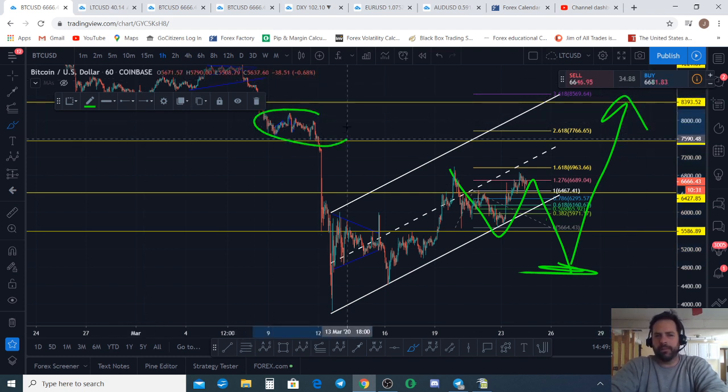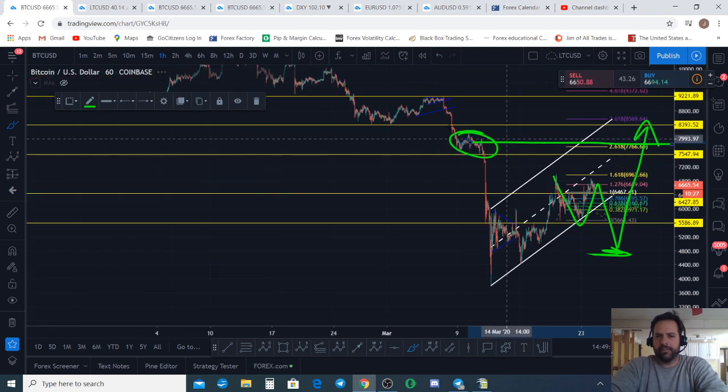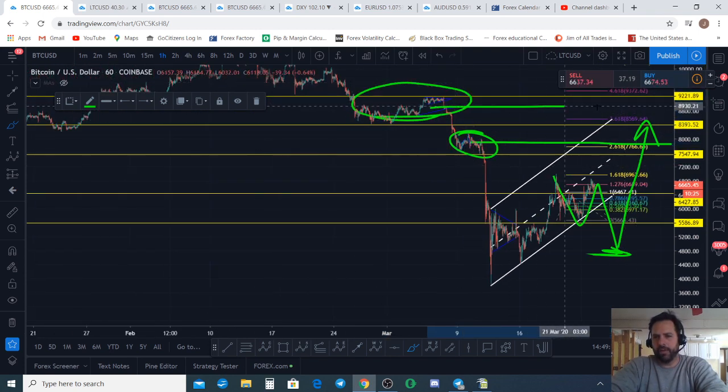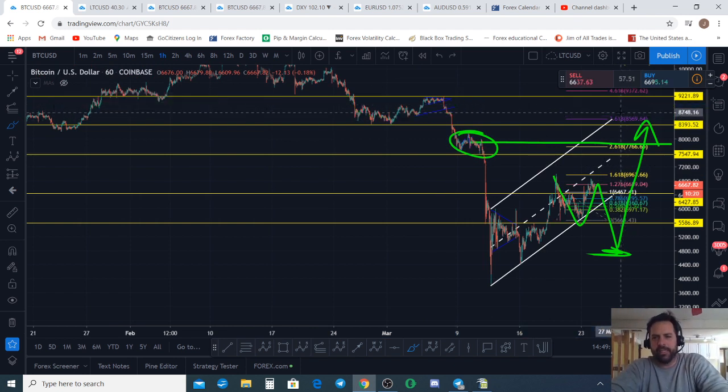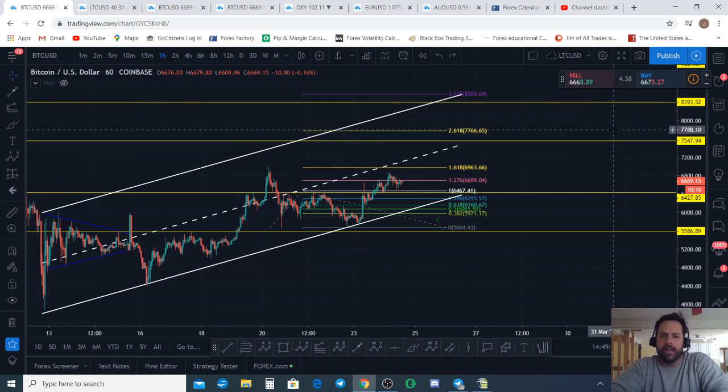It's going to be around the structure zone right here is going to be the first target. Okay, and then the second target is going to be around this structure zone right here. Okay, that's the 1-to-1 and the 127 extension really. So that's basically what we're looking at, guys.